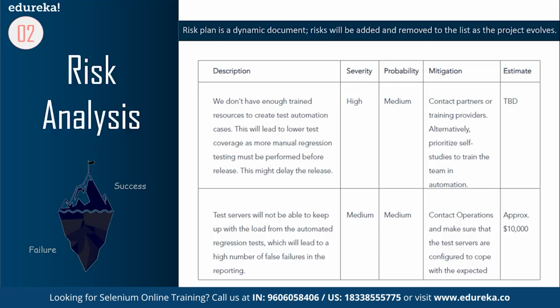You can consider several more. Let's consider a simple example. As you can see, the first risk says we do not have enough trained resources to create test automation. And what will that lead to? This will lead to lower test coverage as more manual regression testing must be performed before release. This in turn might delay the release. So what will happen if the risk becomes reality? How hard will it hit the project? Very high. And what's the probability that this risk might turn into reality? Well, it's medium.